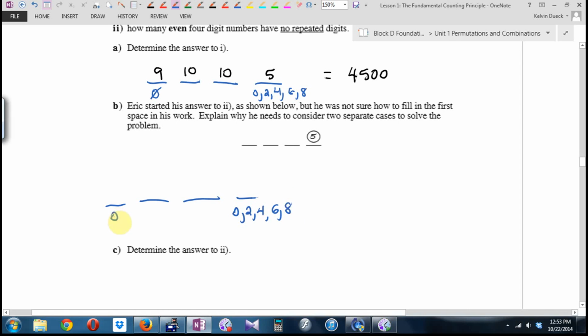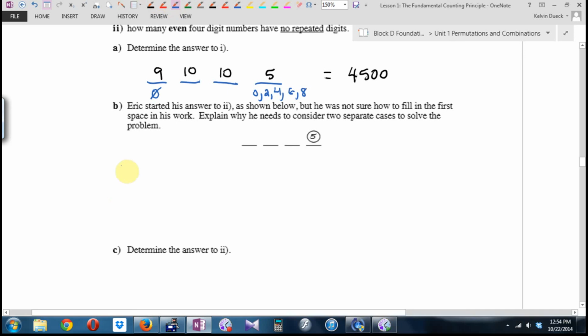See, the problem is 0 appears in 2 restrictions. If I don't pick a 0 for the last number, then I have 9 that can go there, because I still can't start with 0. But if I do pick a 0 for the last number, well, then I got 9 again, because I've already used up the 0. It can't start with a 0. The fact that 0 appears in both restrictions, unfortunately, means I have to break it up into 2 parts.